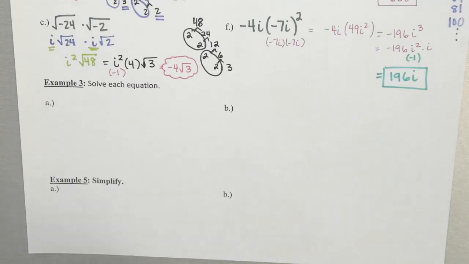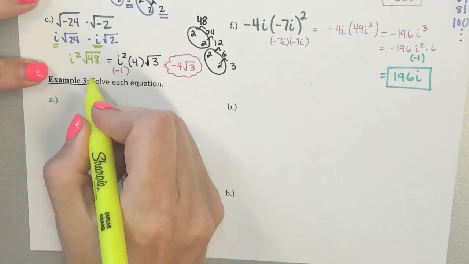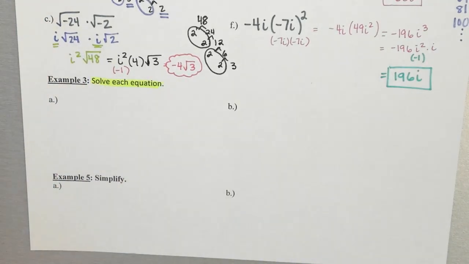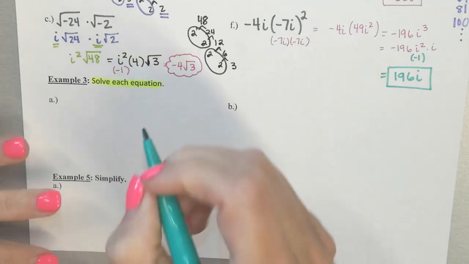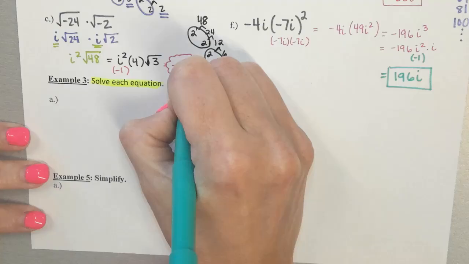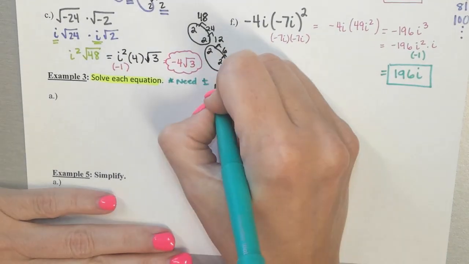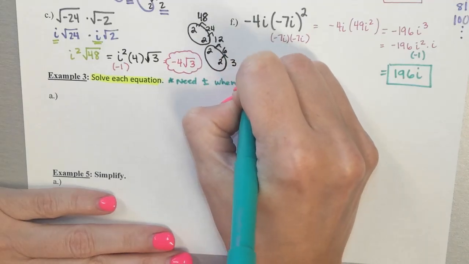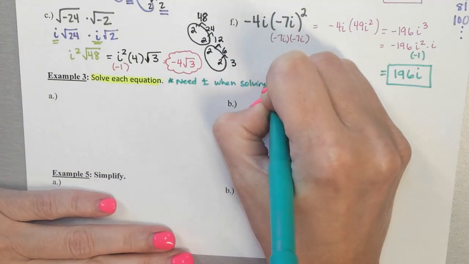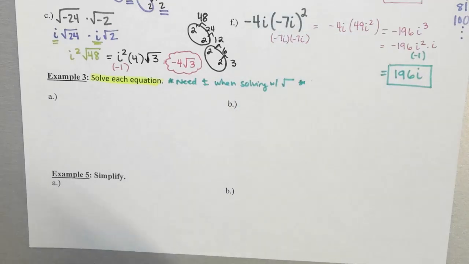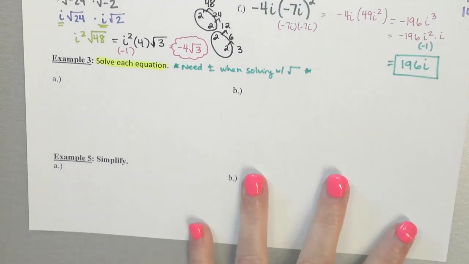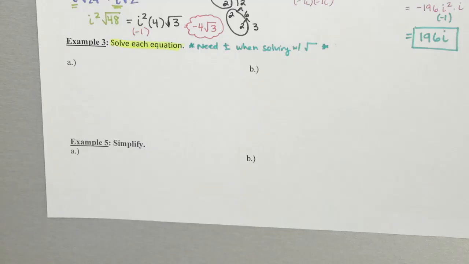All right, and then in example 3, we're going to solve each equation. When you are solving for x and you take a square root, you are going to need a plus or minus when solving with the square root. Okay, so that is something small that sometimes people forget, but you do need it for your complete answer.